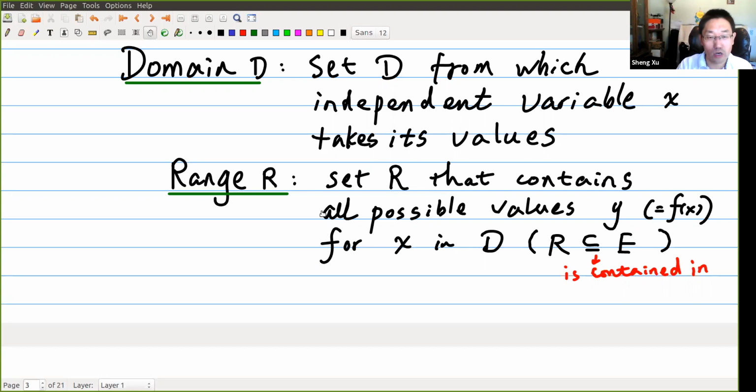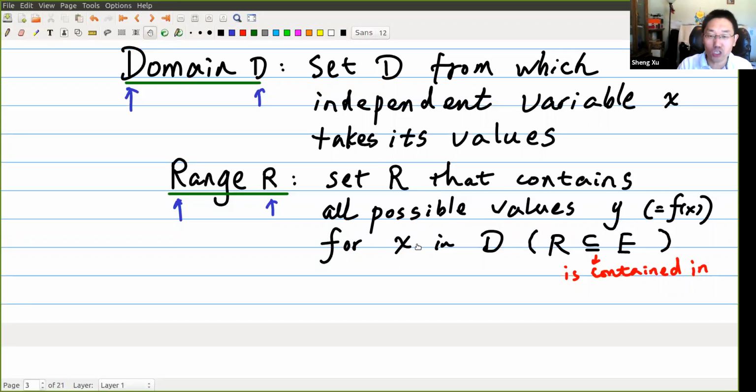So the set is normally denoted by R, right? So use the first letter here. Domain, D, range, R, right? So you take that first letter, that's a convention, okay? Now, so set R, the range of a function, contains what? Contains all possible values y. Of course, what is that y? Y is f of x, depends on the x, right? For each x in that D, in that domain.